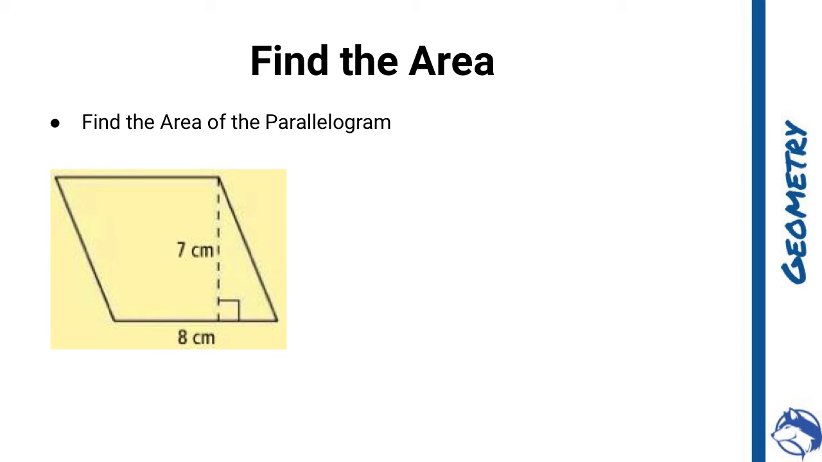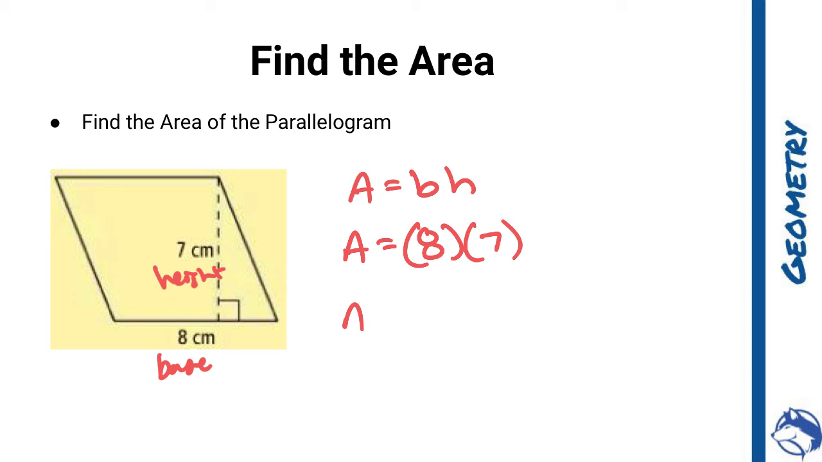So then we got to find the area of a parallelogram here. So what we're doing here is we know that it's just base times height. So all I have to do is label this my base. This is my height. And my area is going to be equal to 8 times 7. Area is equal to 56.